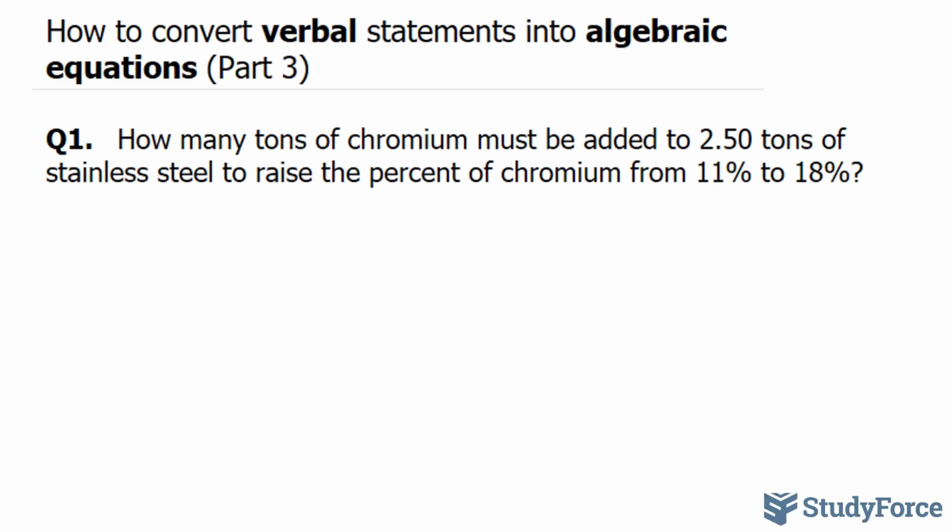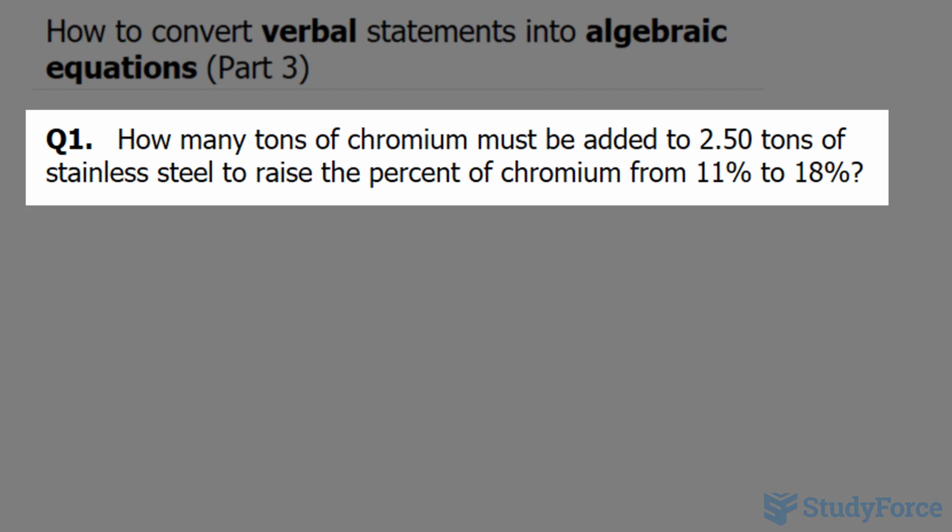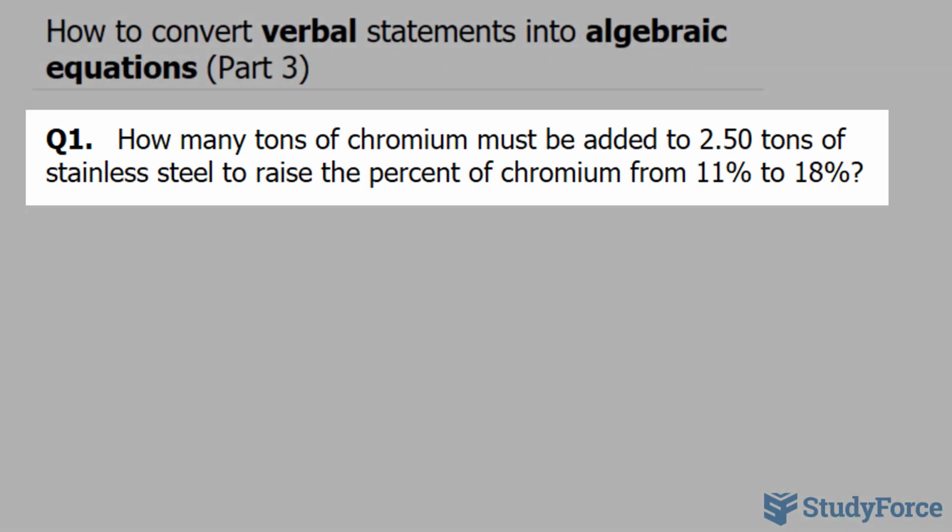In this video, I'll show you how to convert verbal statements into algebraic equations. This is part 3 of the series. The question asks, how many tons of chromium must be added to 2.5 tons of steel to raise the percent of chromium from 11% to 18%?